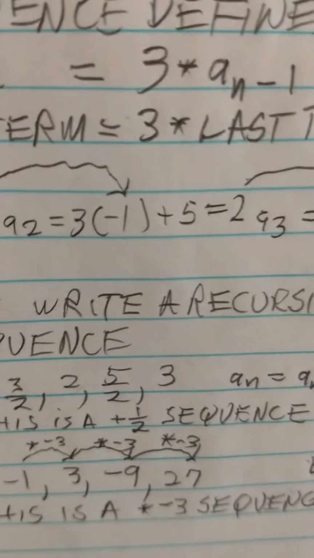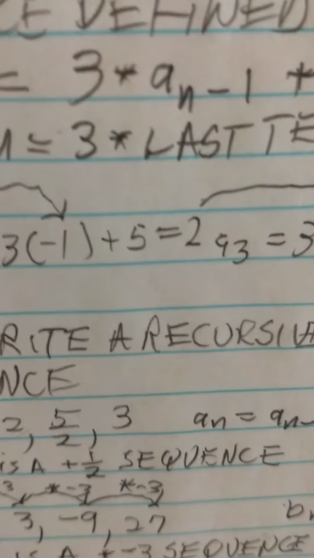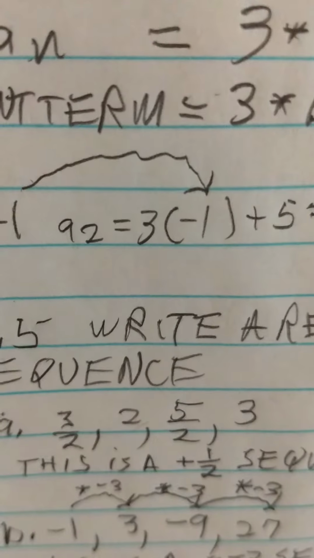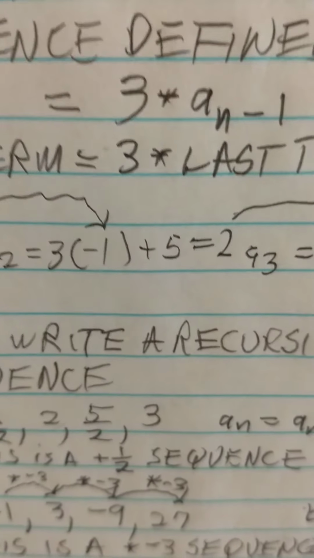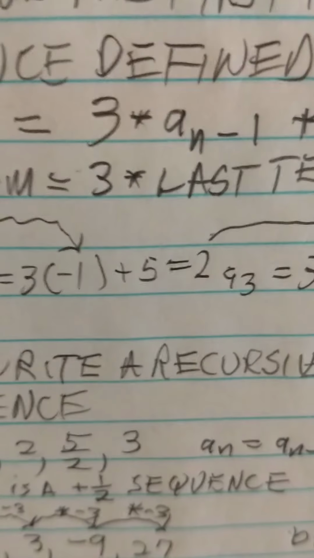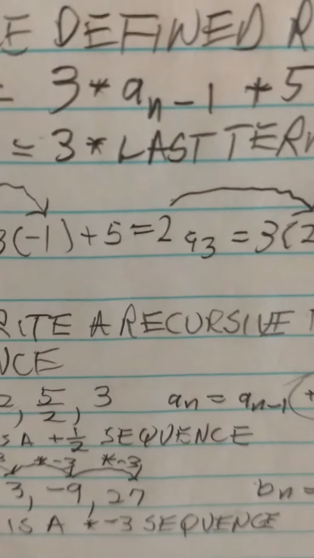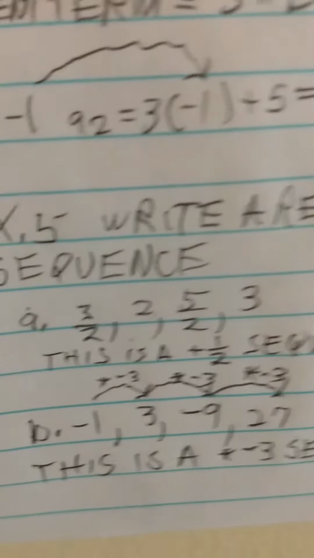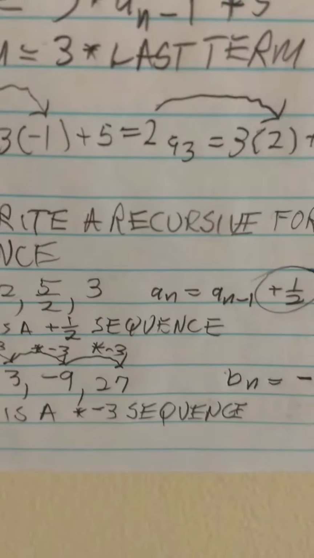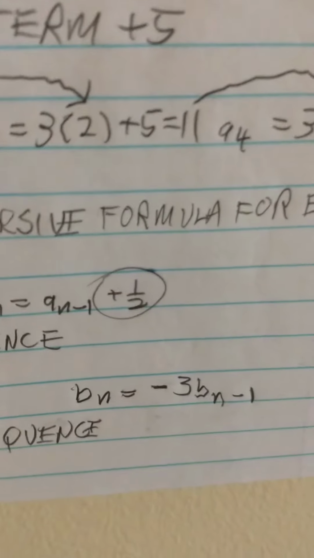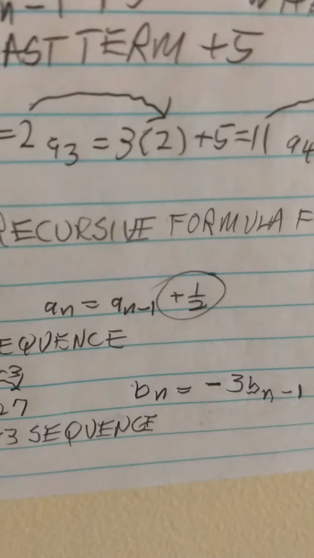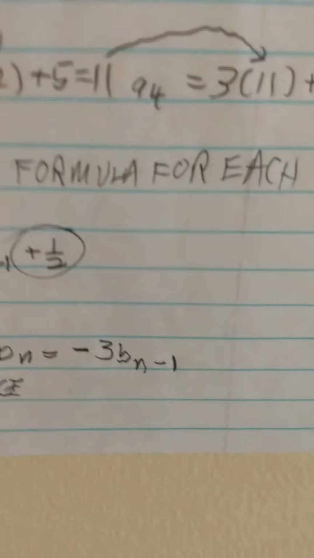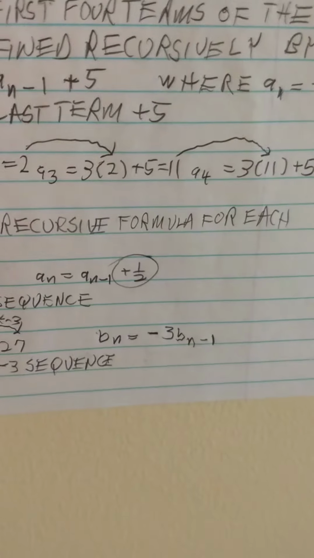Okay, now for this sequence, negative 1, comma 3, comma 9, comma 27, if you look, you're seeing you're multiplying the current number by negative 3 to get the next one. So negative 1 times negative 3 is plus 3. 3 times negative 3 is negative 9. And negative 9 times negative 3 is plus 27. So this is a times negative 3 sequence. So we could make a general form as b sub n is equal to negative 3 b sub n minus 1. Okay? Negative 3 times the last term.